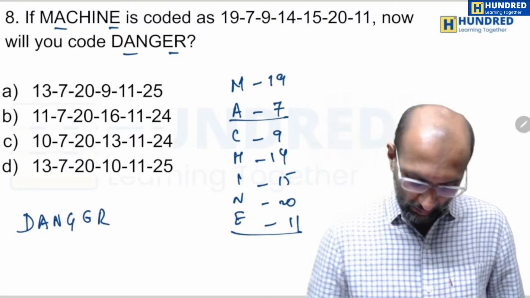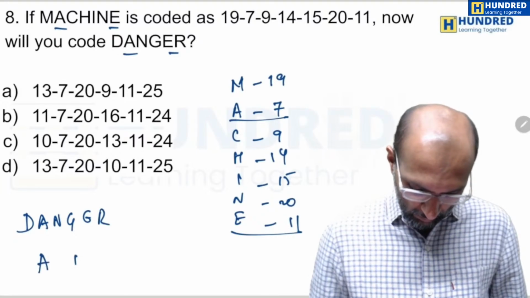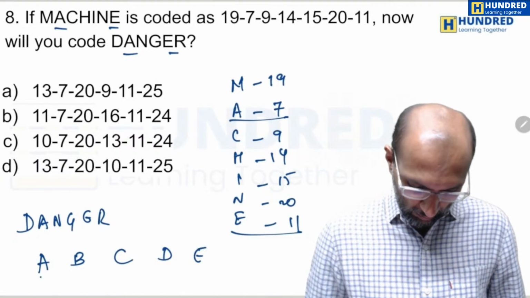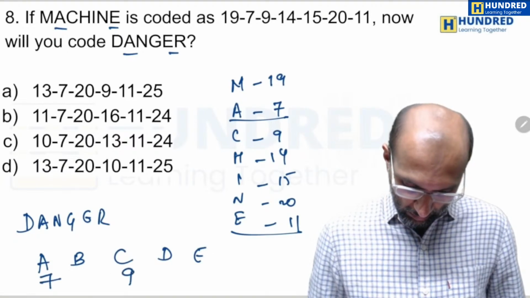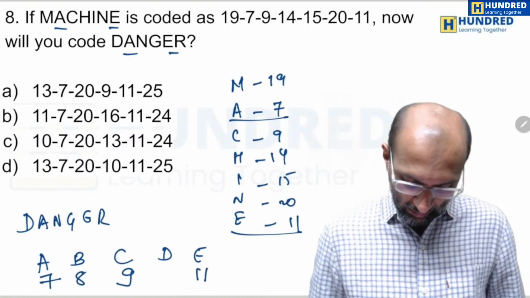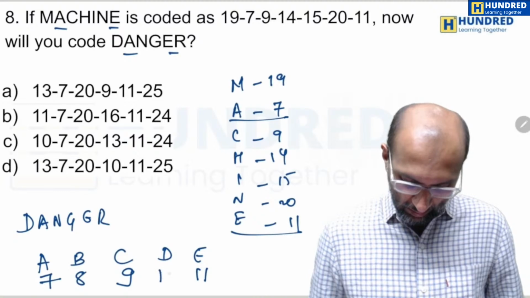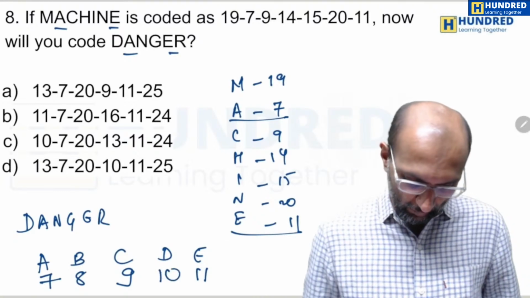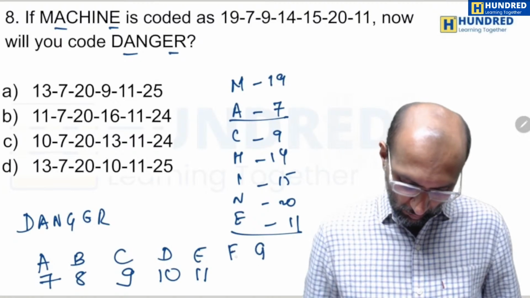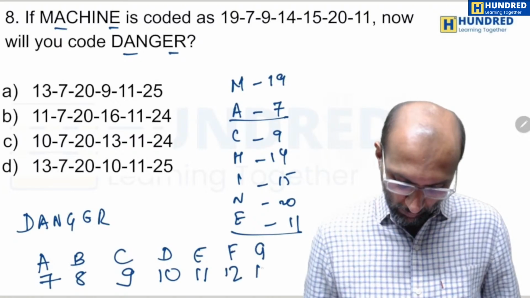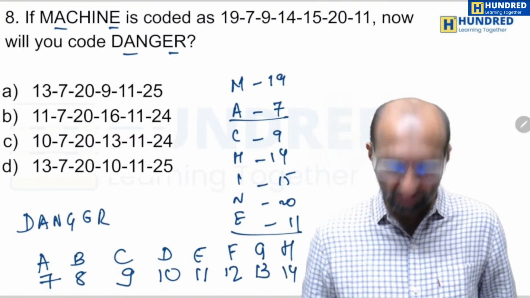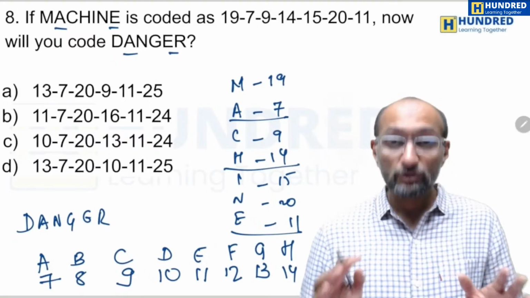Okay, so A, B, C, D, E, what are they saying? 7, 9, 11. So what could be here? Could this be 8? Could this be 10? Let us see what else there is: F, G. Okay, F could be 12, G could be 13. Assumption: H is 14. So there is some pattern.